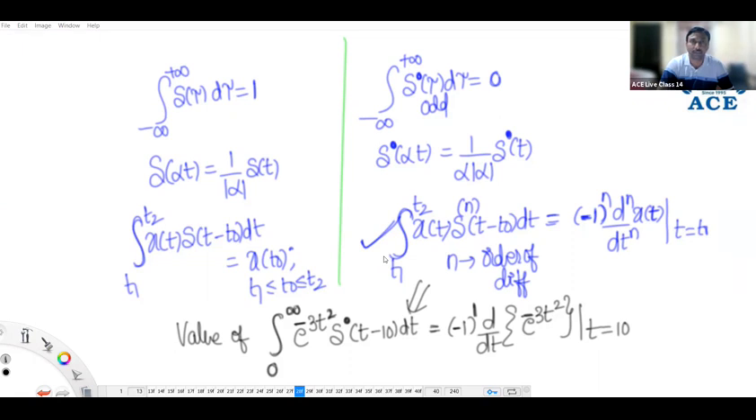Yes, Vijay Bhaskar Reddy, the product property is equally valid in the frequency domain. I will use it in coming classes: X of omega into delta of omega minus omega naught, like that. I will use it when I am explaining the Fourier transform chapter. It is equally correct there.